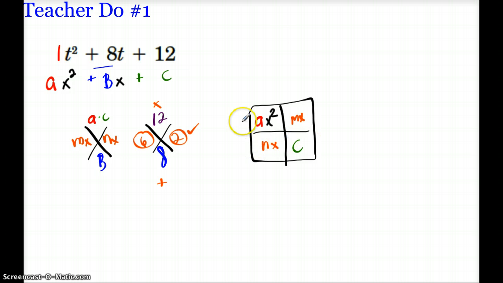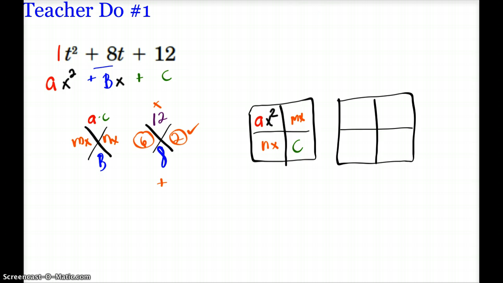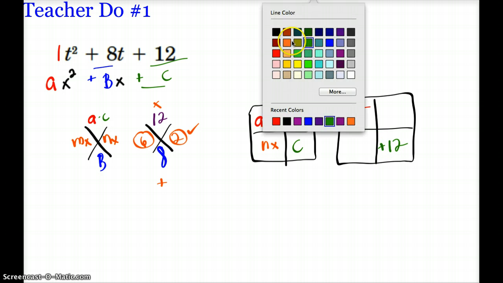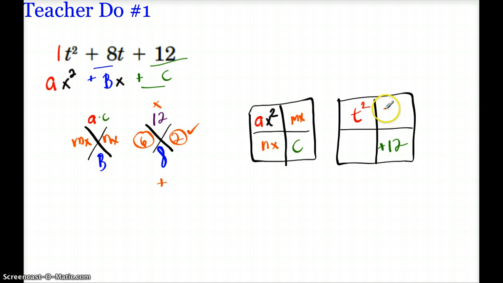Okay, so let's draw another box. Let's do this over here. Our a term is going to be t squared, or 1t squared. Our c term, our last term, is going to be positive 12. Our nx term is going to be 6, and I want a variable there also, so positive 6t, and here I'll have a positive 2t.